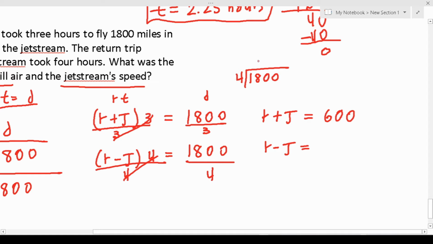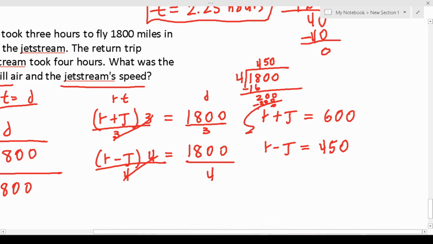4 goes into 18 4 times without going over. 4 times 4 is 16. 18 minus 16 is going to be 2. Drop down those 2 zeros. 4 goes into 25 6 times. Therefore, 4 goes into 250 times. 4 times 50 is 200, so we can see there's no remainder there. In other words, 1800 divided by 4 is 450. Okay?